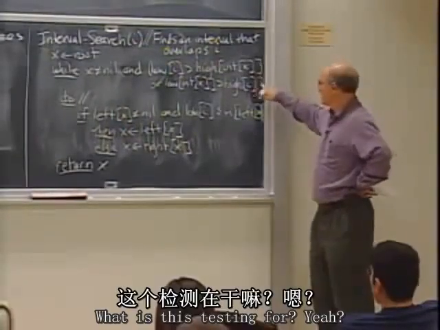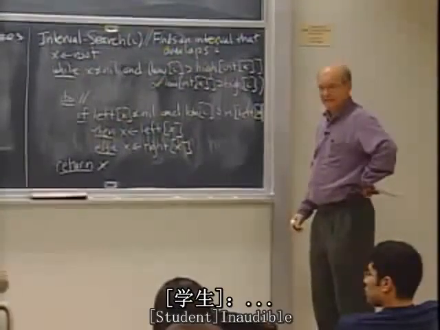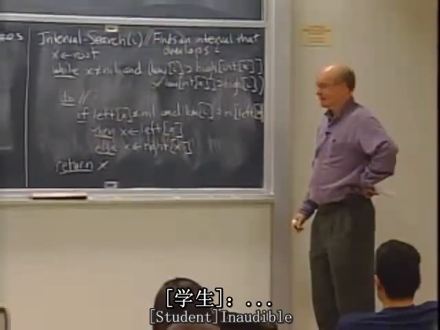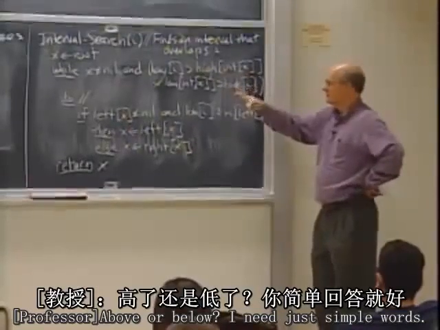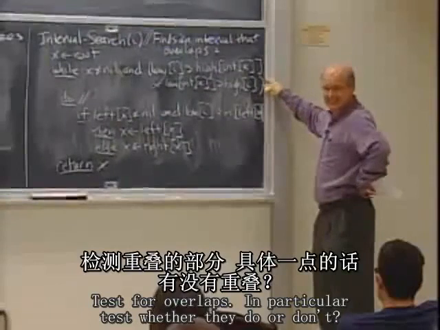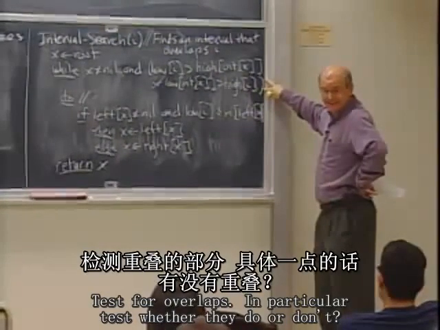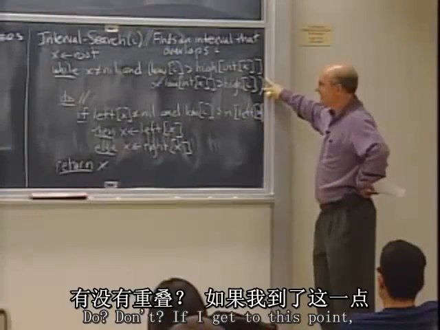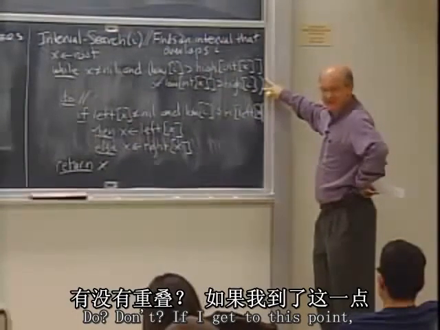What's this testing for? Easy question. Just if the interval you're looking at is below or above the interval in the root. Above or below, so I need just simple words. The test for overlap. In particular, it tests whether they do or don't overlap.